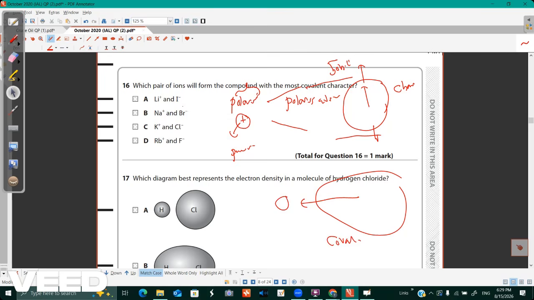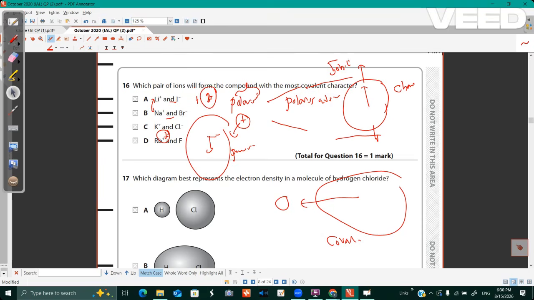Let's look at here. Lithium and iodine, sodium and bromine. Lithium has a greater polarization power compared to sodium, and iodine is larger in radius. Lithium is small in radius. So it's a good combination. Why iodine as the bottom, bromine is at the top? Larger radius is easy to get polarized. So between A and B, it is lithium and iodine, right?